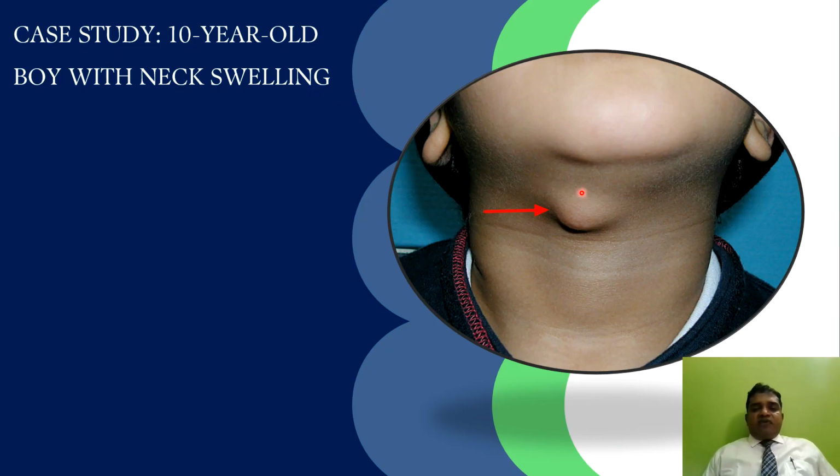So this is the lump. You can see this is in the anterior part of the upper neck. It may be in the root of the neck. Sorry, that's the upper neck. So you can think of various differential diagnoses for this lump. We will see.